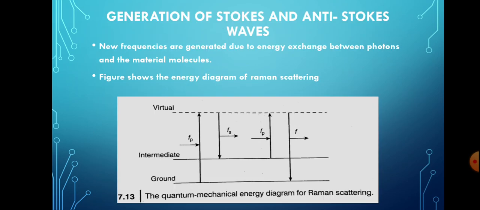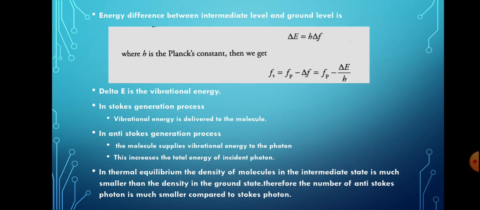What is the Stokes frequency? The Stokes frequency Fs will be Fp minus this frequency, delta f. Therefore we can write Fs is equal to Fp minus delta f, that is equal to Fp minus delta E by h, where delta E is the vibrational energy, that is the energy corresponding to the molecule vibration.